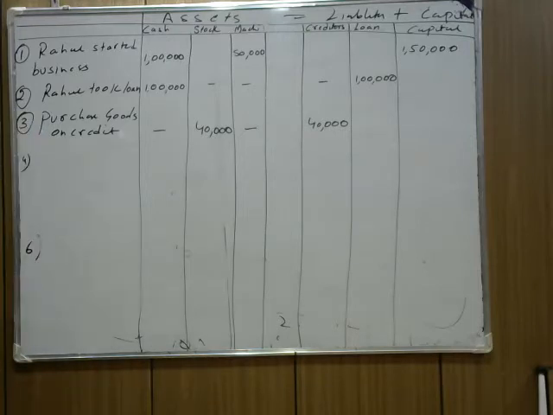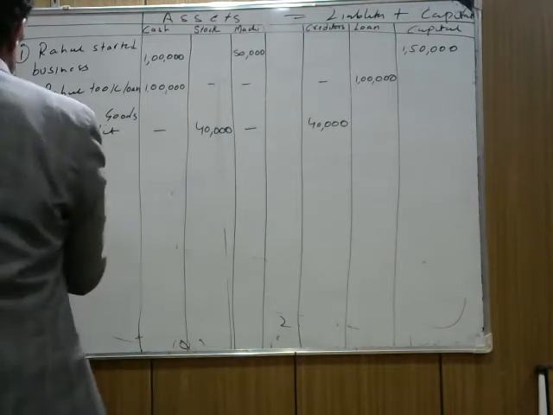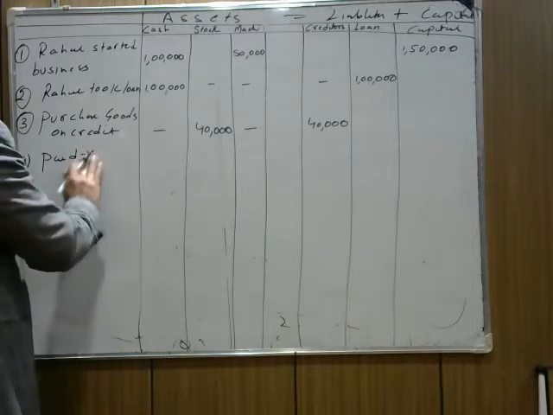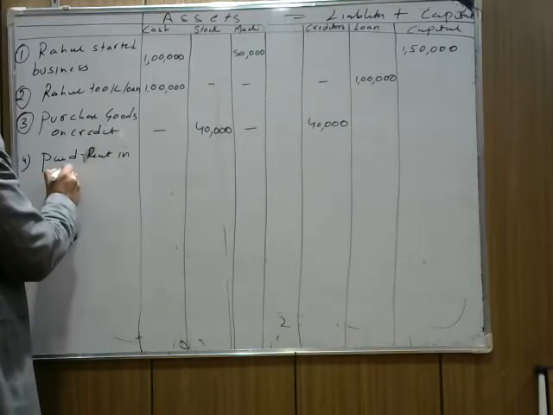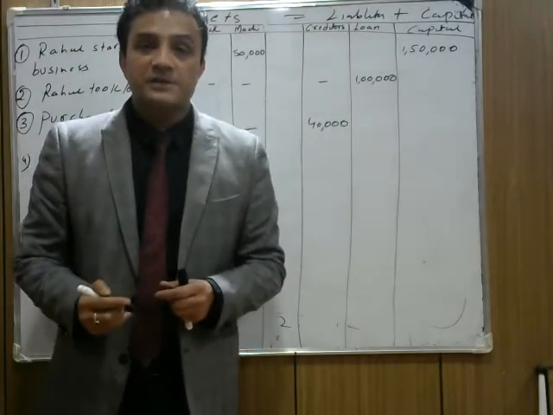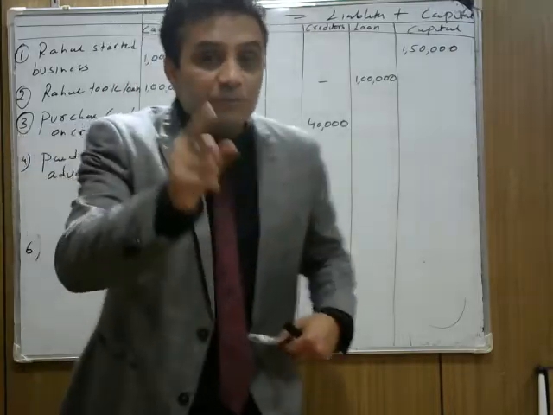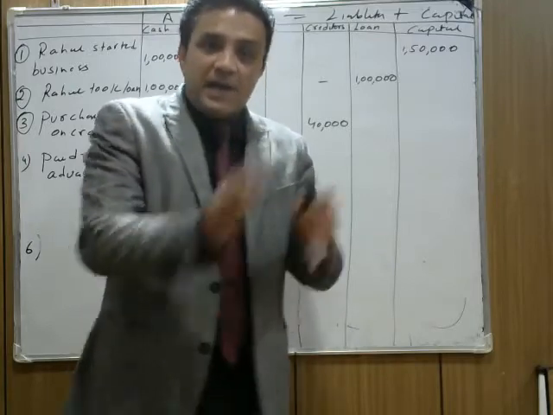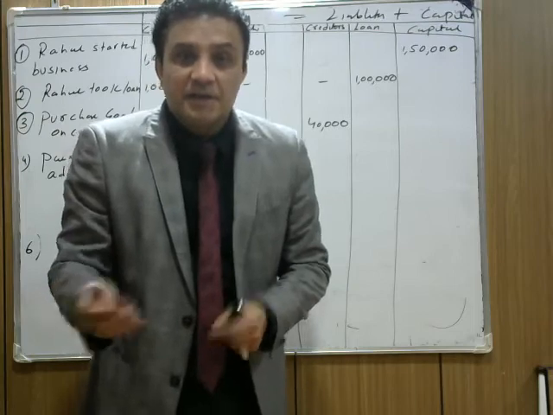Paid 3-month rent in advance. You paid the rent in advance. Now when you pay 3-month rent in advance, listen carefully, rent paid in advance, we call it prepaid. Any expense we paid in advance. कोई भी expense अगर हम advance पे pay करते हैं, it's an asset.